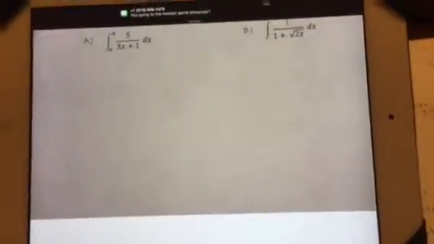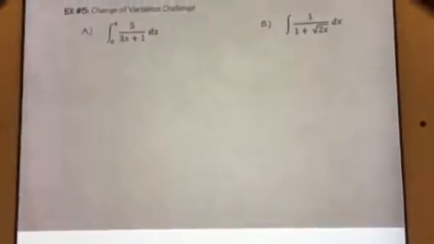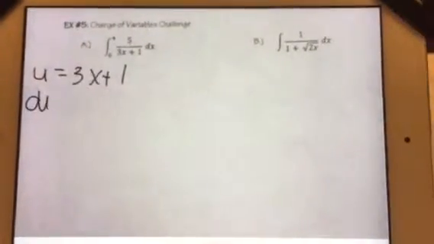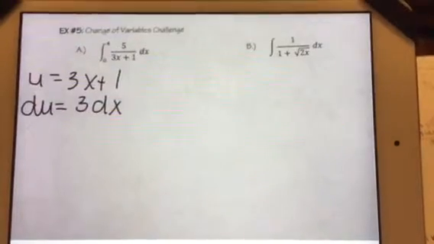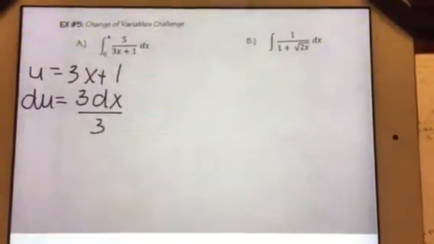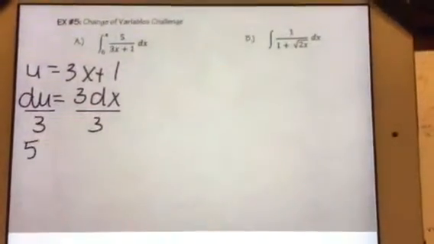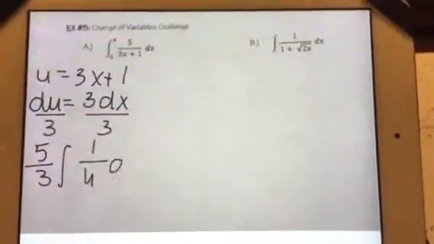For our last two examples, we're given definite integrals. So again, we start off with our u substitution, 3x plus 1. du is going to be 3 dx, but we don't have a 3, we have a 5 in our integral, so we're going to divide by 3. We're going to pull out the 5/3, and we're left with 1 over u du.